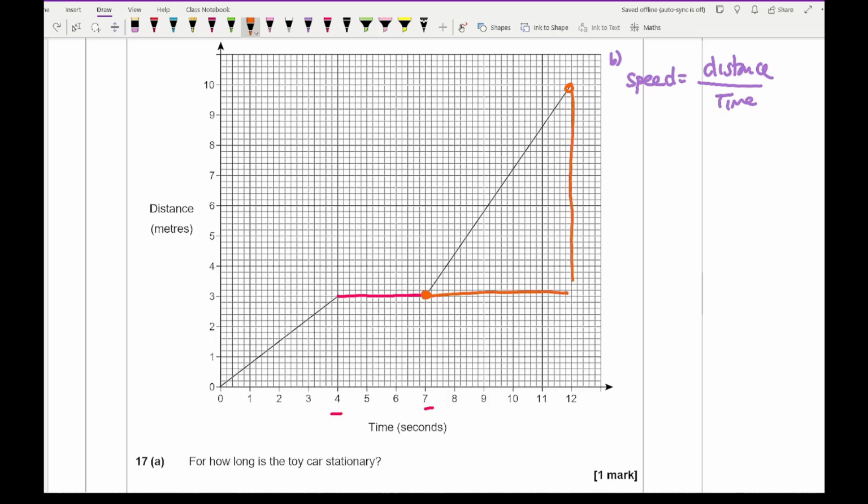then the distance is the height. So it's going from 3 to 10. So then it's travelled 7 meters. And in terms of the time, it's gone from 12 to 7. So that's going to be 5 seconds. So the average speed is going to be 7 over 5, which gives me an answer of 1.4 meters per second.